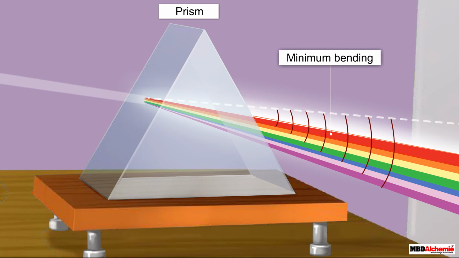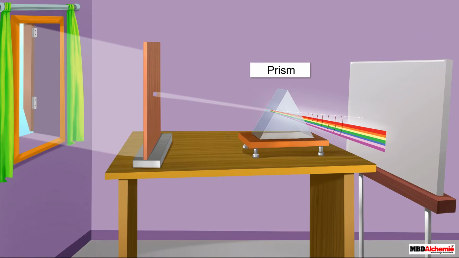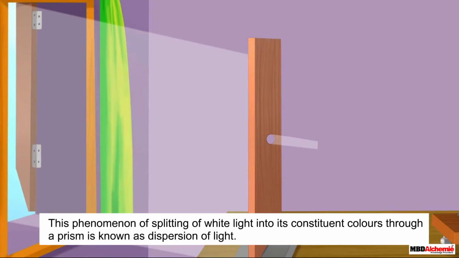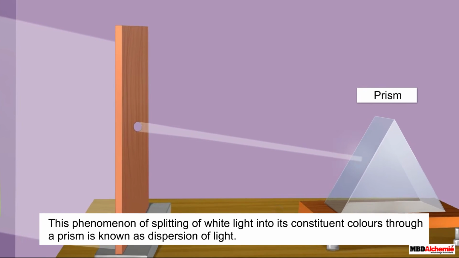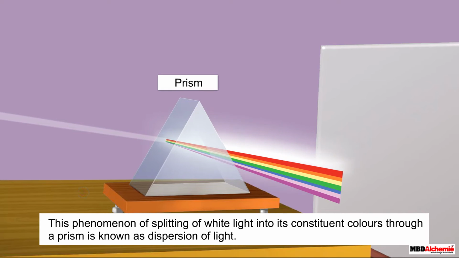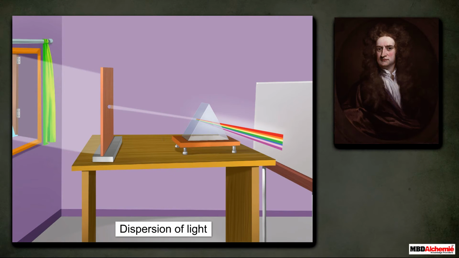The red light bends the least, while the violet bends the most. Thus, the rays of each color emerge along different paths and become distinctly visible. Thus, we are able to see the beautiful band of colors. This phenomenon of splitting of white light into its constituent colors through a prism is known as dispersion of light. The band of constituent colors is known as spectrum. This phenomenon was first discovered by Sir Isaac Newton.